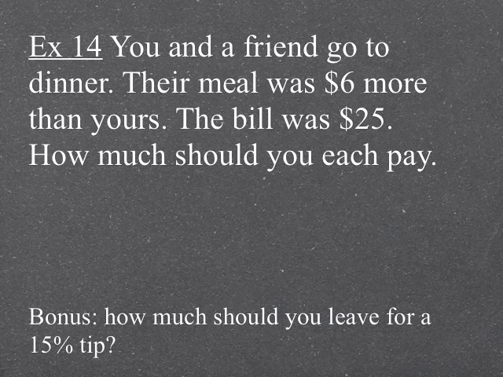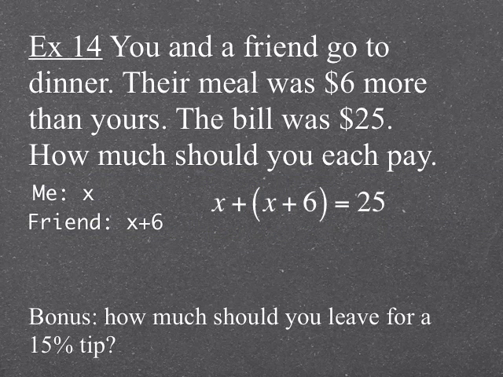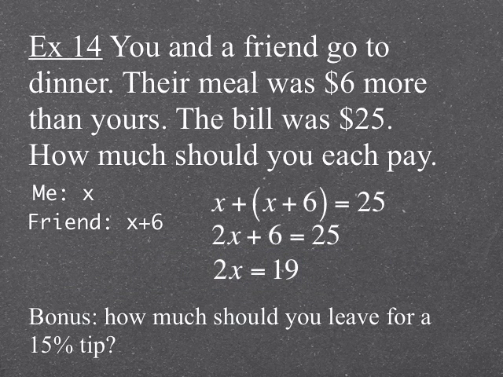Okay, you and a friend go to dinner. Their meal was $6 more than yours. The bill was $25. How much should you each pay? So again, on assigning the variable, look at who's being compared to what. Theirs is being compared to mine, so I will be the variable, and they will be X plus 6. Okay, the total bill, X plus X plus 6, is 25. Combining like terms, 2X plus 6 is 25. Subtract 6 from both sides and divide by 2, and I have X is equal to 9.5.